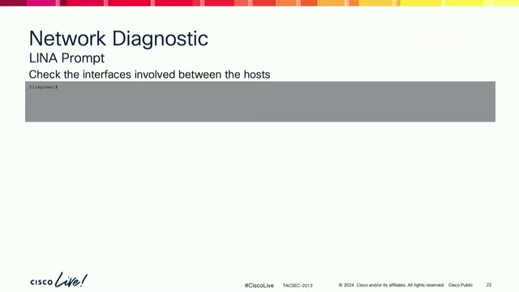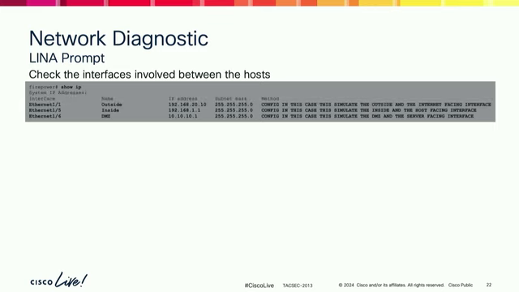Let's check the Lina prompt. Check the involved interfaces. This is really important, so we can know how those parties are connected to our firewall, and we know if we can reach them, right? So if we use show ip on the Lina prompt, we're going to display the interfaces involved in this issue.